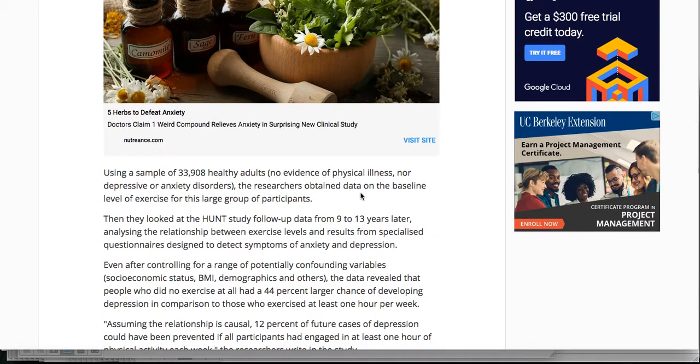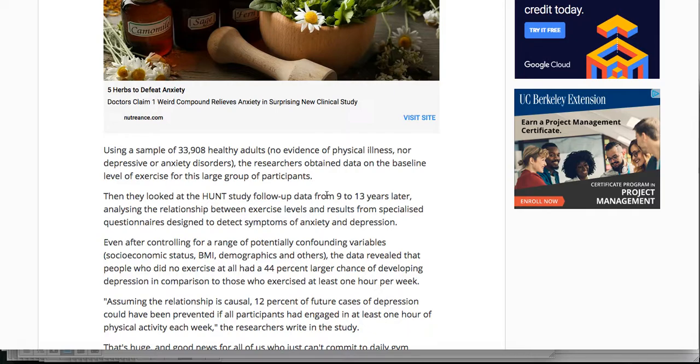We won't read the whole thing, but now they go into the minutia, the granular detail about the study, using a sample of 33,908 healthy adults, people that met certain criteria. The researchers obtained data on the baseline level of exercise for this large group of participants. Then they looked at the HUNT study follow-up data from 9 and 13 years later, analyzing the relationship between exercise levels and results from questionnaires designed to detect symptoms.